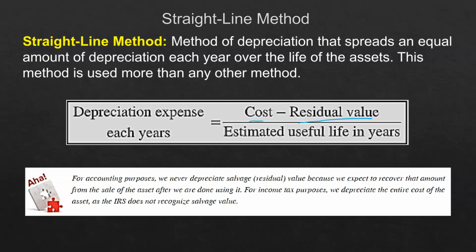And then you can read this part about the AHA. For accounting purposes, we never depreciate the salvage or residual value because we expect to recover that amount, right? So at the end of the life, you can sell the asset and get back that amount, that residual value.